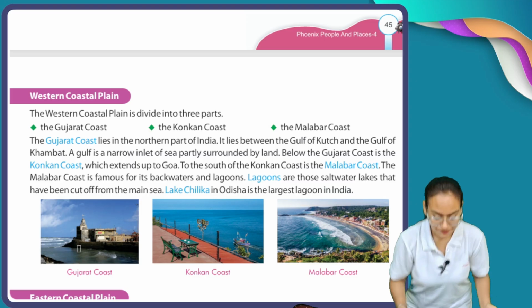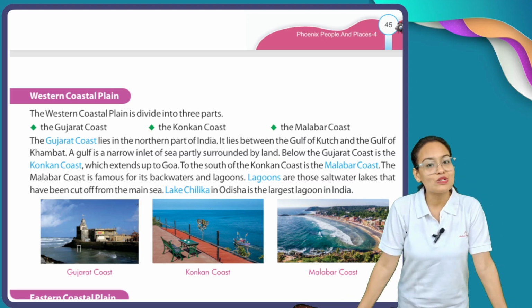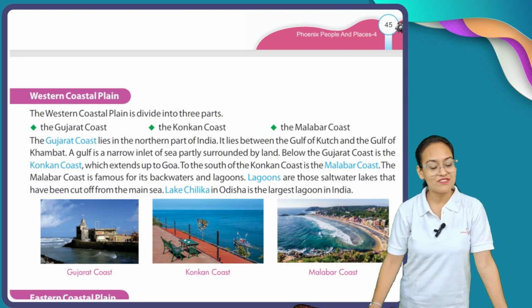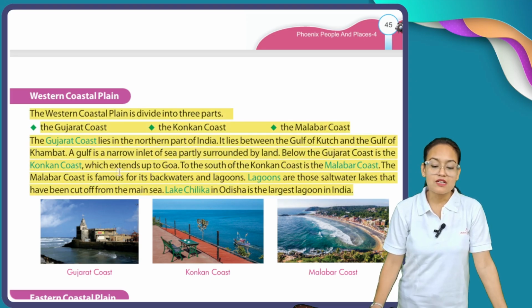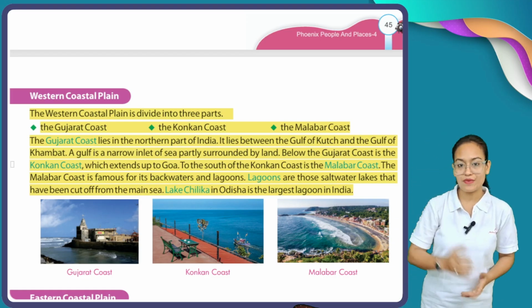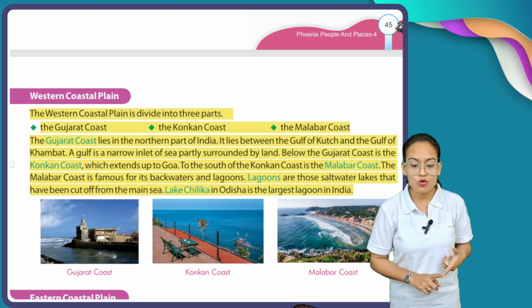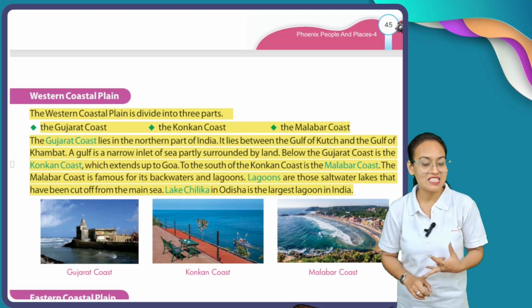Now we are going to start with the western coastal plain. Let's have a look. See, the western coastal plain is divided into three parts. Our western coastal plain of India is divided into three parts: the Gujarat coast, the Konkan coast and Malabar coast. Okay, so let's have a look.